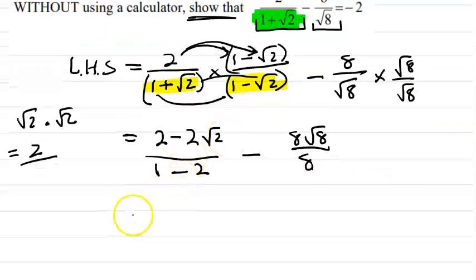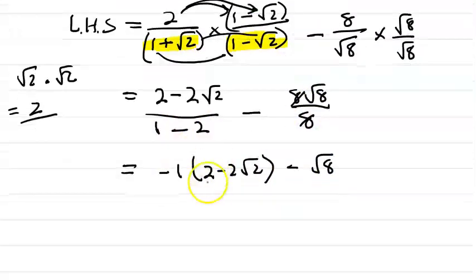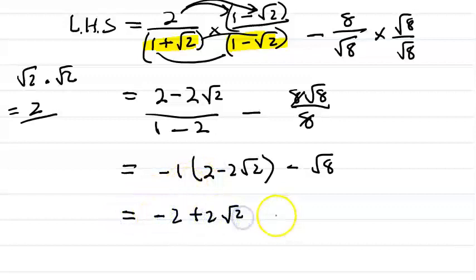Now let's simplify. What are we going to be left with here? 8 and 8 cancel there. Here we're going to be left with 1 minus 2, which is minus 1. So you're going to be left with minus 1 into 2 minus 2 root 2. You don't have to say minus 1, you can just say minus into, right? Because 1 minus 2 is minus 1. And here you've got minus root 8. So let's now distribute. Take this minus into the brackets here. You're going to get minus 2 plus 2 root 2.